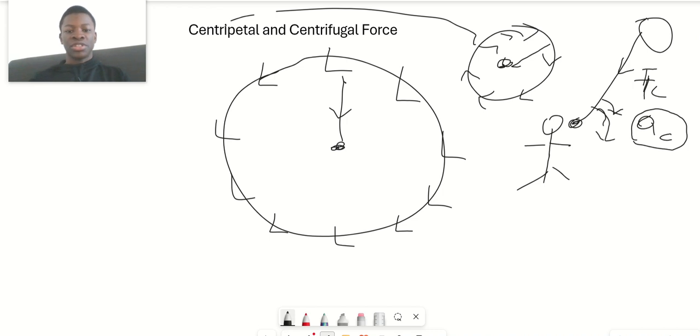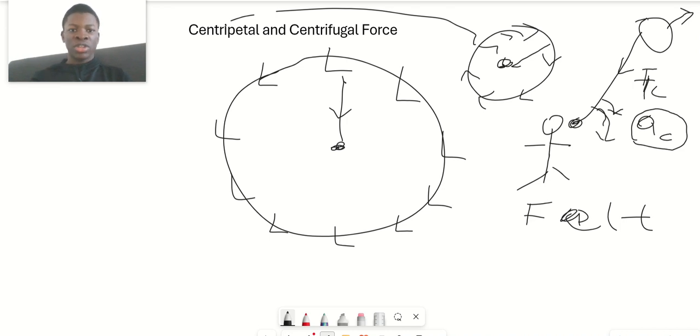In uniform circular motion, the stone does not increase in speed, so it only experiences a change in its angle, which is its direction. Now, the centrifugal force is the force felt by the object, which makes it feel like it's going outside of the circle. Let's take as an example this Ferris wheel.